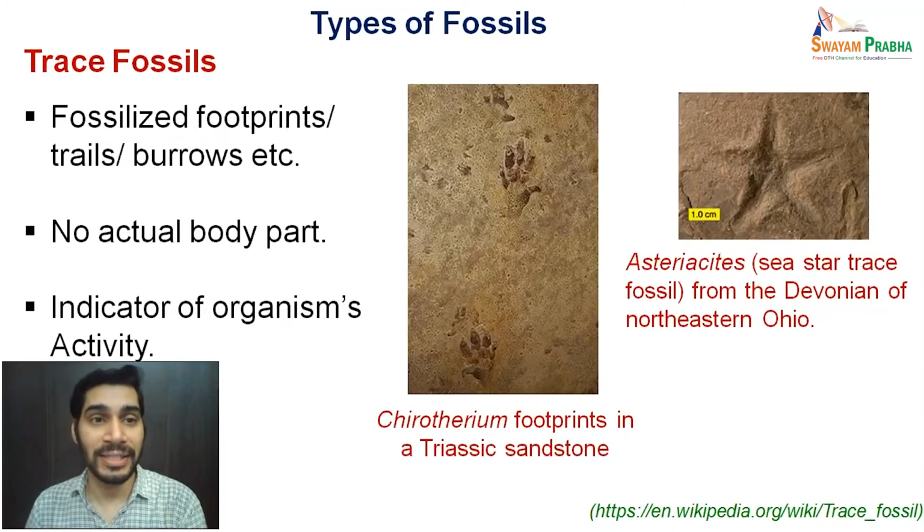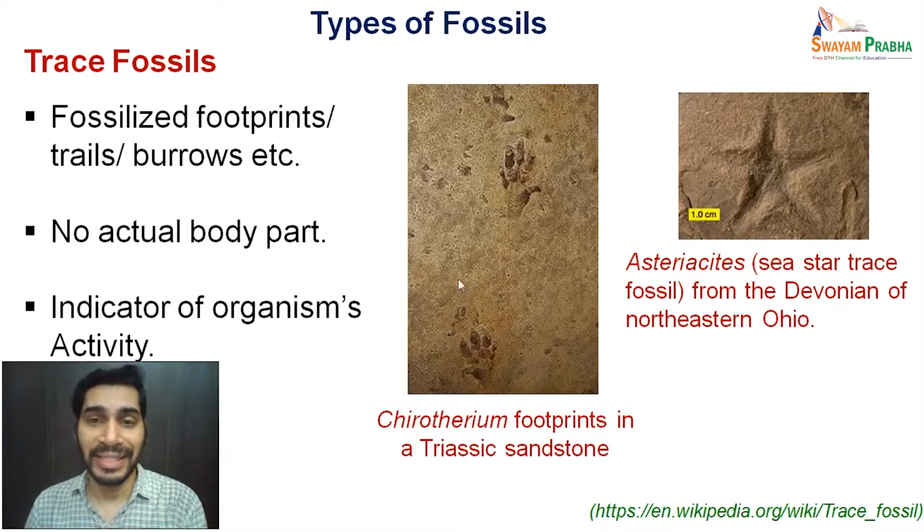In contrast, there is something called trace fossils, where you do not find the actual body part as fossil, but the traces of it, the indirect information of it. For example, if you have a fossilized footprint, a trail, or a burrow of an organism as fossil, they are called trace fossils. But these trace fossils provide very important information, though indirectly, and they are also a strong evidence of evolution.